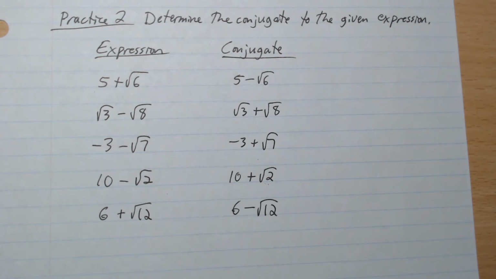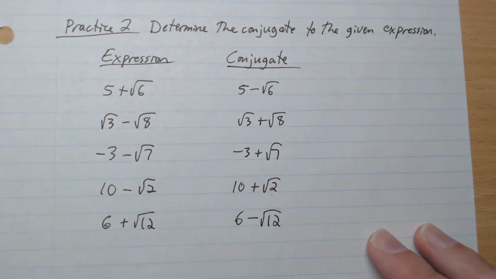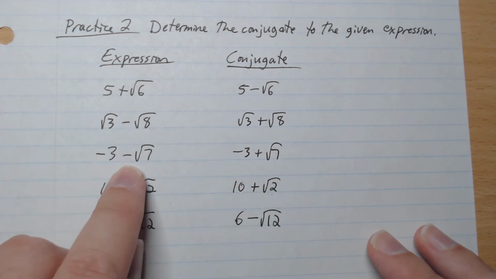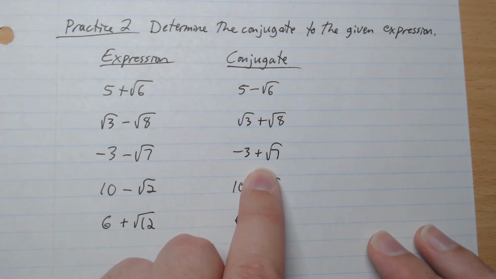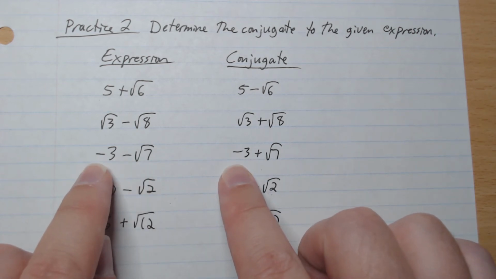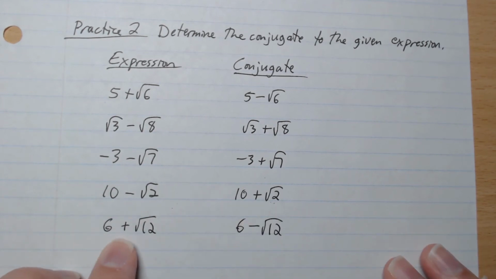Okay, we're back. So very easy. 5 plus root 6, 5 minus root 6. Root 3 minus root 8, root 3 plus root 8. Negative 3 minus root 7, negative 3 plus root 7, right? It's only in the middle that changes. The first negative remains. 10 minus root 2 is 10 plus root 2. 6 plus root 12 is 6 minus root 12.